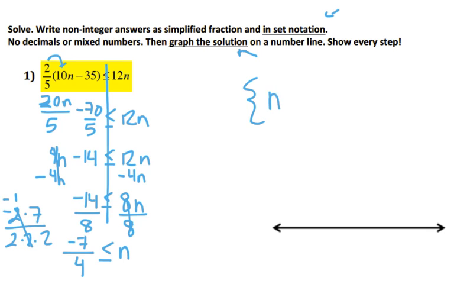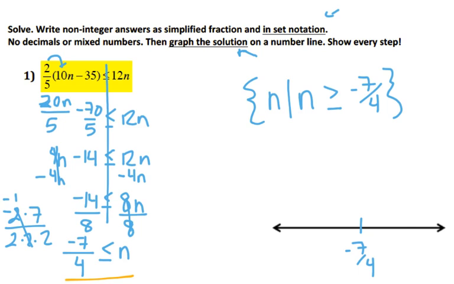The set n such that n is greater than or equal to negative 7/4. Remember, we always put n first in the set notation. So the inequality sign was open to n down here at the bottom, so it's open to n in our set notation. Okay, graphing. We have negative 7/4. And then next up, what we have negative 1. And to the left, we'll have negative 2. Now we're going to have a closed circle because it's an or equal to. And our arrow is going to go right to infinity.